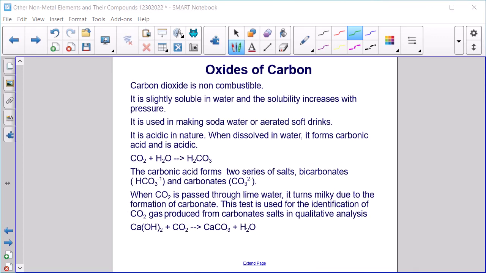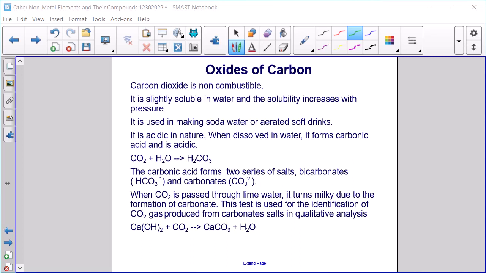Carbon dioxide is non-combustible. It is slightly soluble in water, and the solubility increases with pressure. It is used in making soda water or aerated soft drinks. It is acidic in nature. When dissolved in water, it forms carbonic acid and is acidic.